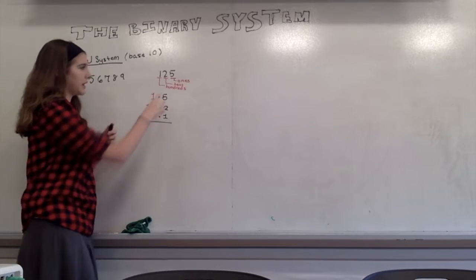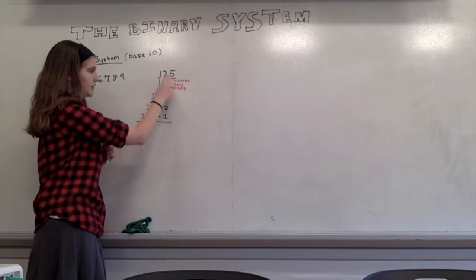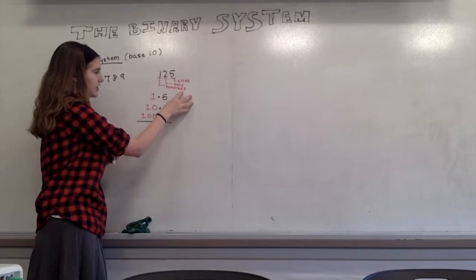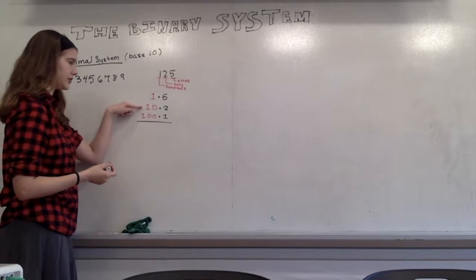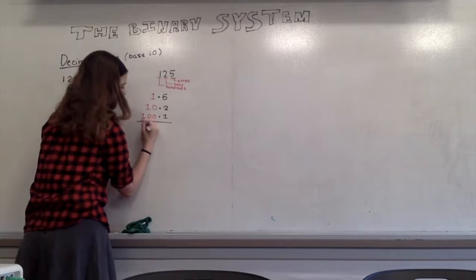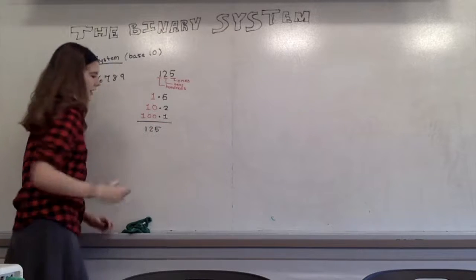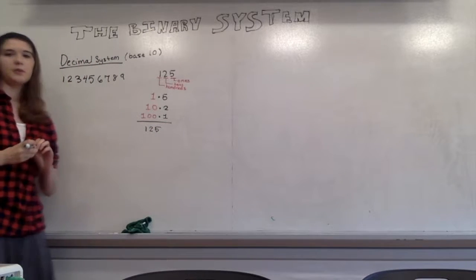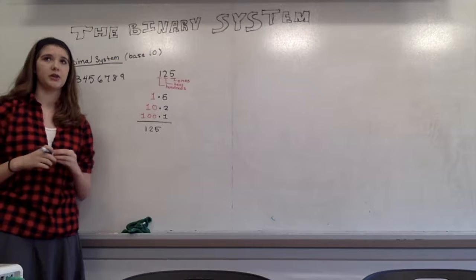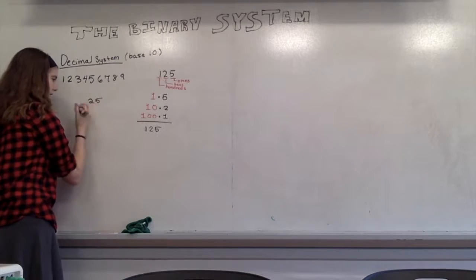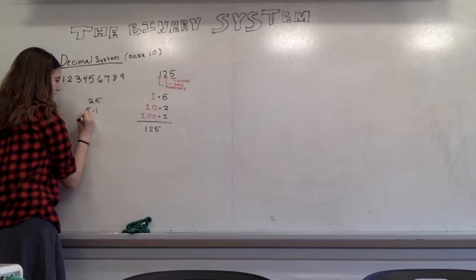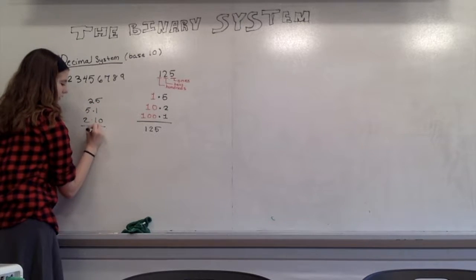In the ones place, we have 5 ones. In the tens, we have 2 tens. And in the hundreds, we have 1 hundred. And so when you add 5 ones, 2 tens, and 1 hundred together, you get 125. This is kind of a bigger number, but we can also use it for smaller numbers, like 25. In this, you would have 5 ones and 2 tens, and you get 25.